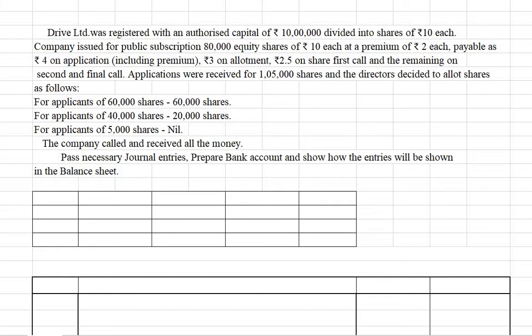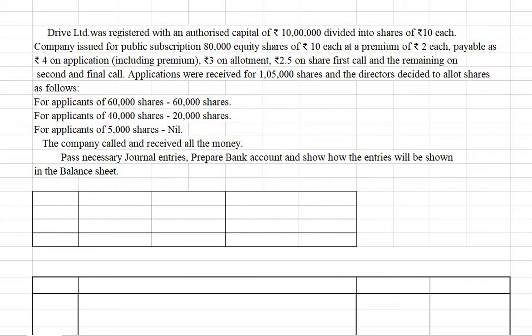Applications were received for 1,05,000 shares and directors decided to allot the shares as given below. See here application money 4 rupees, that is including premium of rupees 2. So the real application money is 2 and 2 rupees premium. And here we are getting excess application. Company is issuing only 80,000 shares but the public applied for 1,05,000 shares. And let us see how the directors allotted the shares.